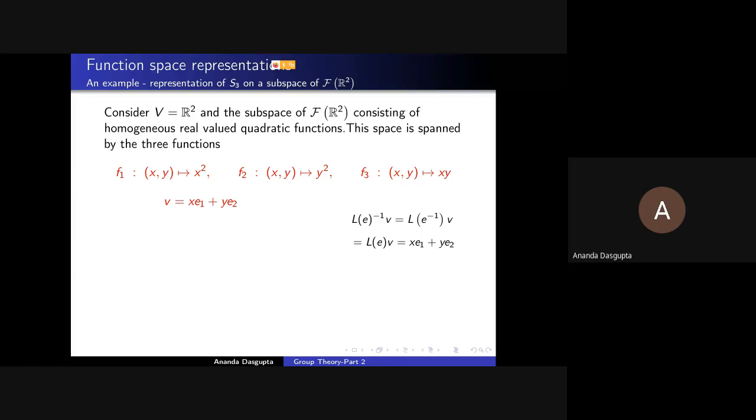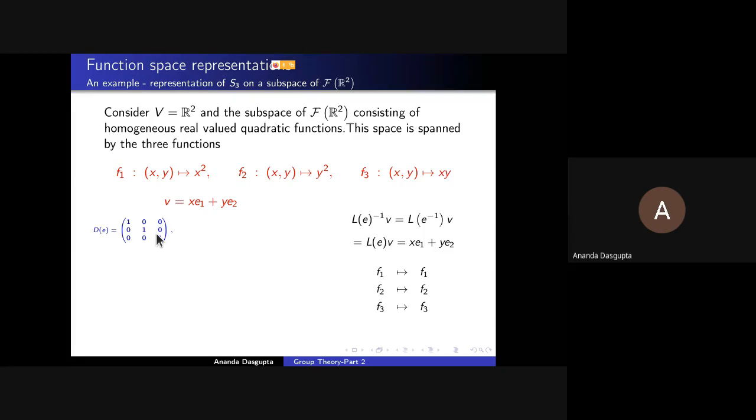So under LE, XY stays XY, right? First, important, remember F1, F2, F3 act on the coefficients X, Y. So here the coefficients stay the same. F1 of course stays the same, so does F2, so does F3. No surprises really about this. The matrix representation for E in this is just the 3x3 identity matrix.